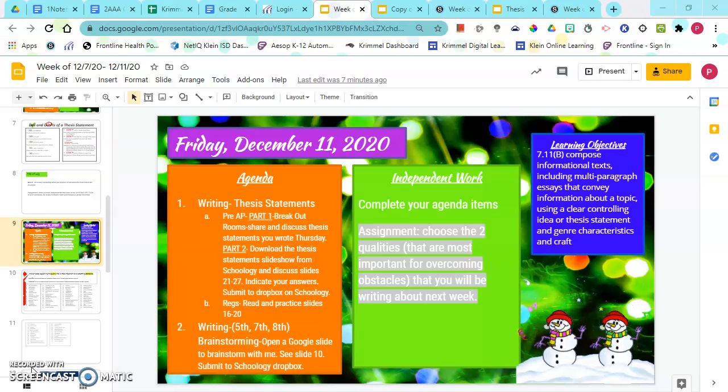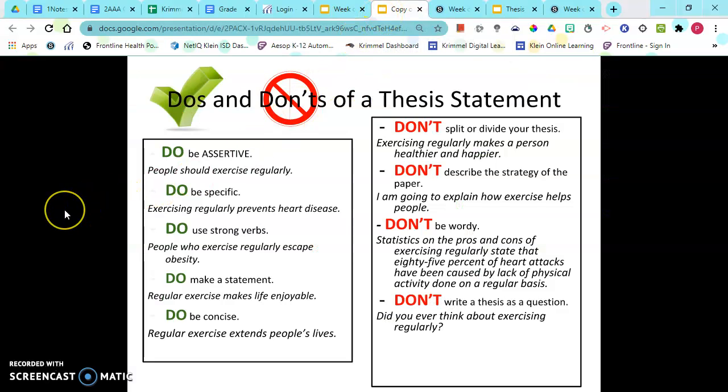We started off our day today by breaking out into rooms on our Zoom and sharing the thesis statements that were written on Thursday. We used the do's and don'ts of thesis statement poster that is in the writing folder of Schoology to evaluate one another's thesis statements and decide whether it is a thesis statement that is well written or a thesis statement that is needing revision. We did not do revisions today, we just had discussion.